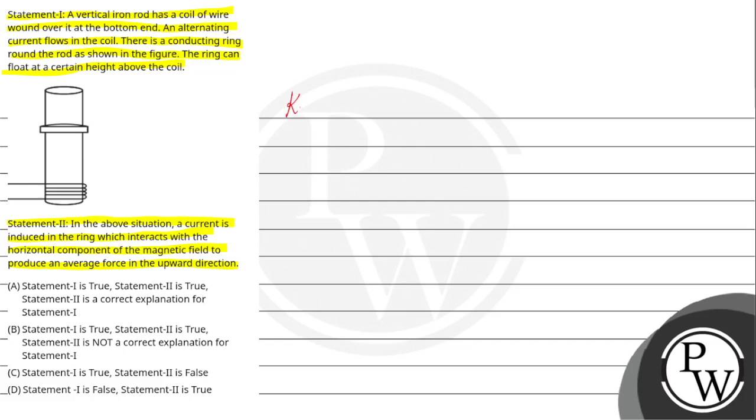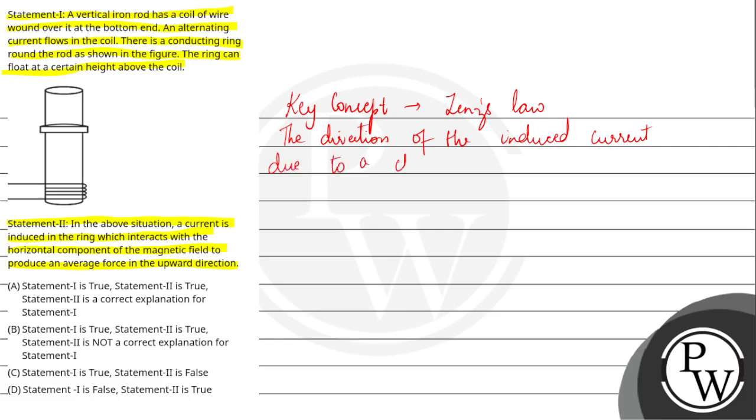तो इस क्वेश्चन का कॉन्सेप्ट है लेंज़ लॉ. तो लेंज़ लॉ ये कहता है कि the direction of the induced current due to a changing magnetic field opposes the direction of the current which induces it. तो changing magnetic field एक current induce करता है.